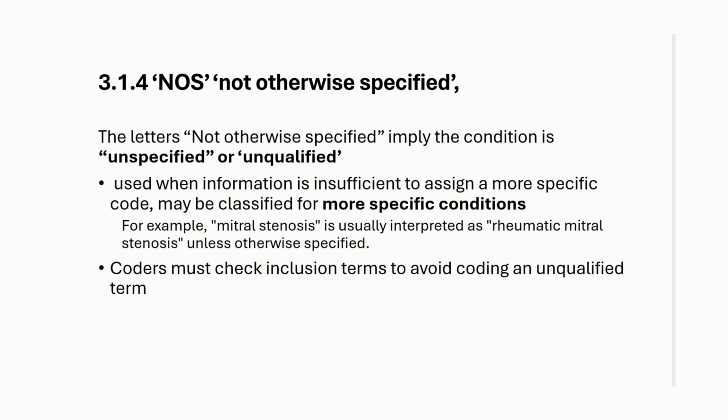Now, this abbreviation NOS, which means not otherwise specified, implies that the condition is unspecified or unqualified. It is used when information is insufficient to assign a more specific code. For example, if you say mitral stenosis, it is usually interpreted as rheumatic mitral stenosis unless otherwise stated.